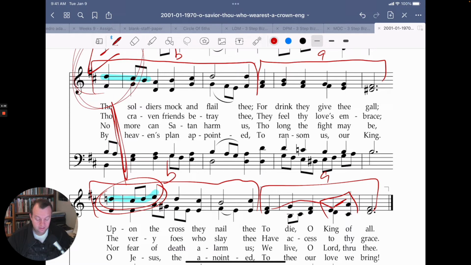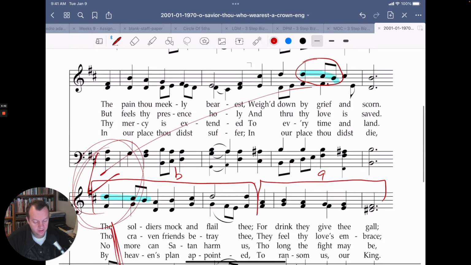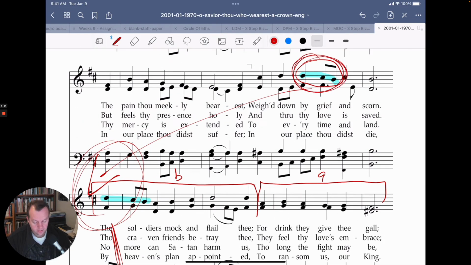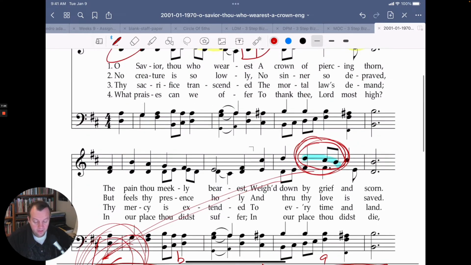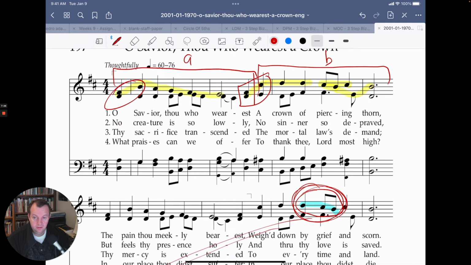Okay, that's really the first 2 secrets, is the A, B, and the switcheroo of B, A, and how the 2 halves work together. And the second trick was borrowing from the original tune and starting the second half with the same figure.